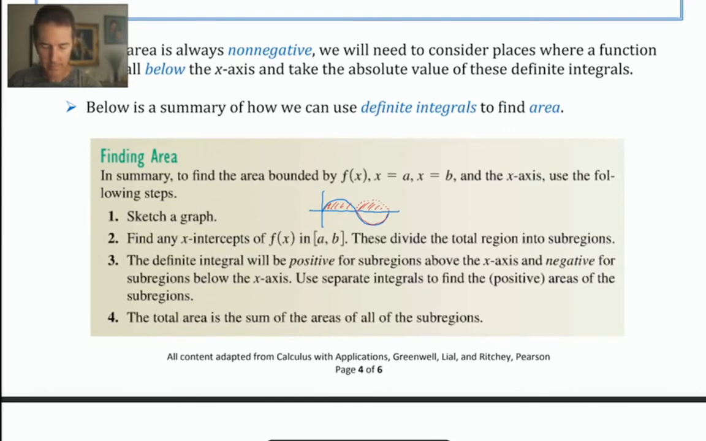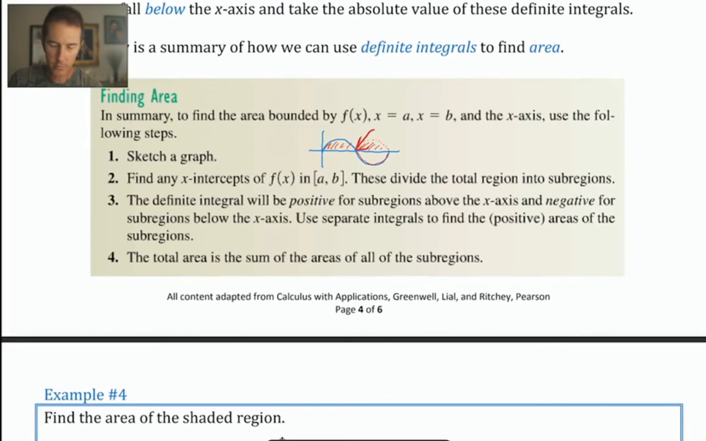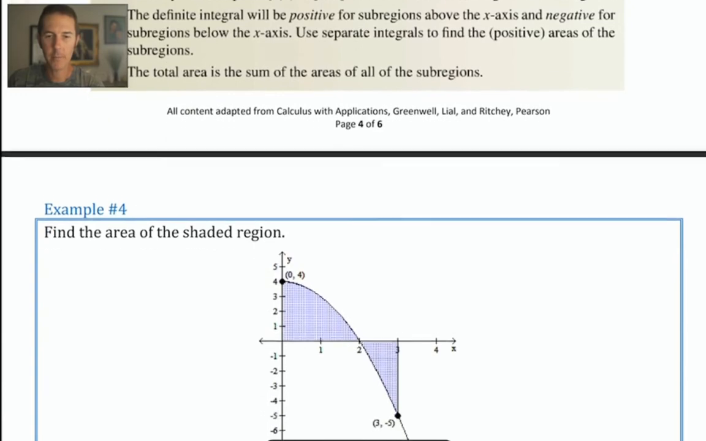Sketch the graph, did that. Find any x-intercepts. There's one. Then divide the total region into subregions. Here's a subregion, here's a subregion. And the definite integral will be positive for subregions above the x-axis and negative for subregions below the x-axis. Right. This subregion down here that's below the x-axis is going to be negative. I don't want to add in a negative value. And so I'm going to make sure to account for that, or absolute value it, or negate it.